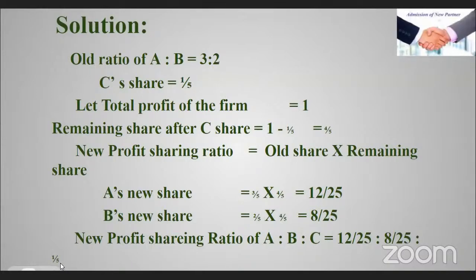Yes, we can convert it: multiply the numerator and denominator by 5. So 1 into 5, 5 into 5. So you will get 5 by 25. So C's share is 5 by 25. If you convert that into a ratio, 12 is to 8 is to 5. That is the new profit sharing ratio of A, B, C.